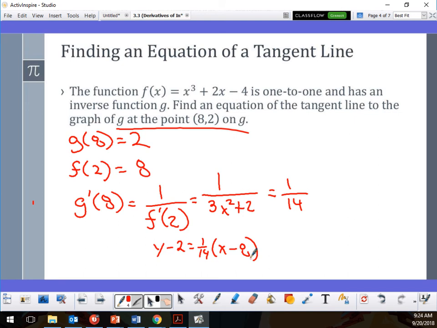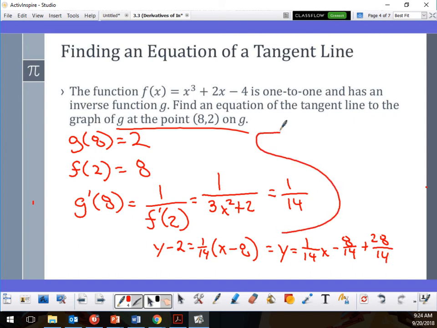So we can go through and do the math. That's y equals 1 over 14x minus 8 over 14, and that's going to be plus 28 over 14. Just have to combine those last two, which is going to give me 20 over 14, which is 10 over 7, positive 10 over 7. So this comes up y equals 1 over 14x plus 10 over 7.